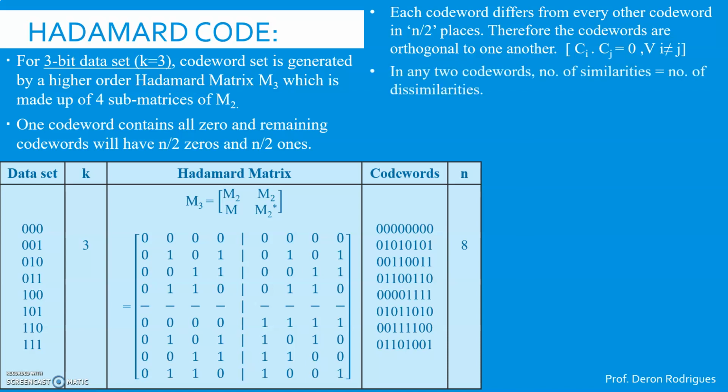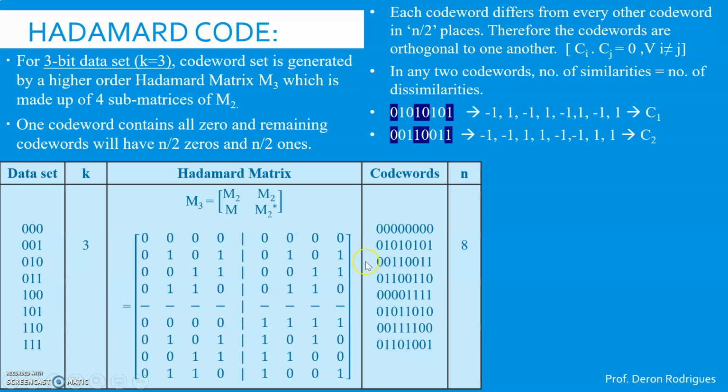Now, what is the meaning of orthogonal code words? Any two code words are said to be orthogonal if their dot product is equal to 0, unless you take their own dot product. So if you take ci dot ci, then it will not be 0. But if you take ci dot cj, it will be 0. So basically, we check how many similarities and how many dissimilarities there are. If you check any two code words, the number of similarities and dissimilarities will be the same.